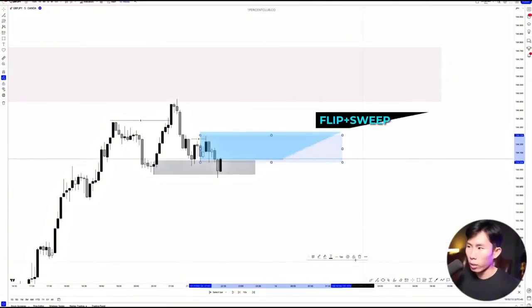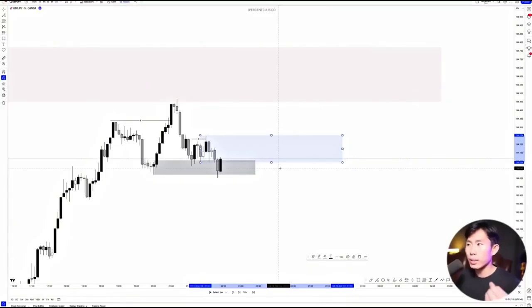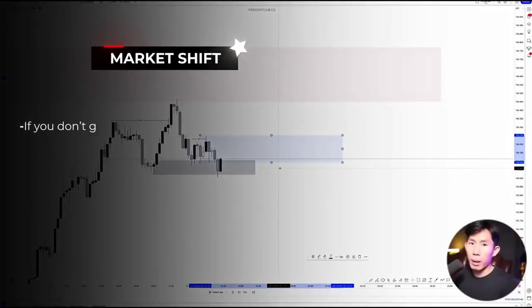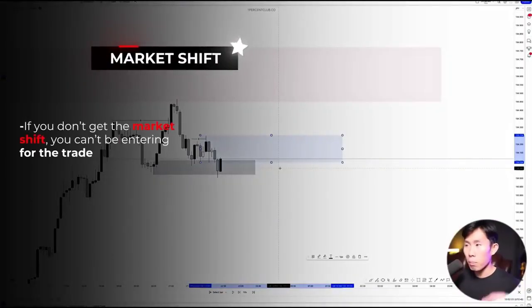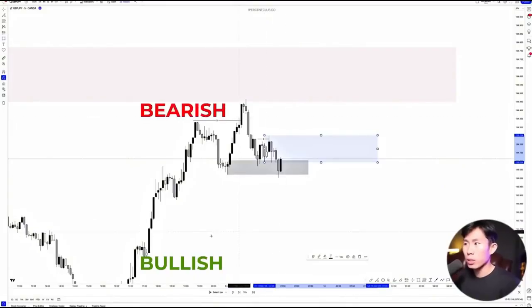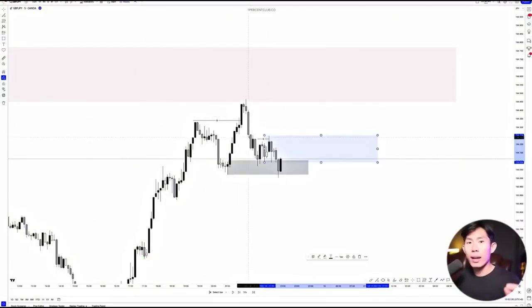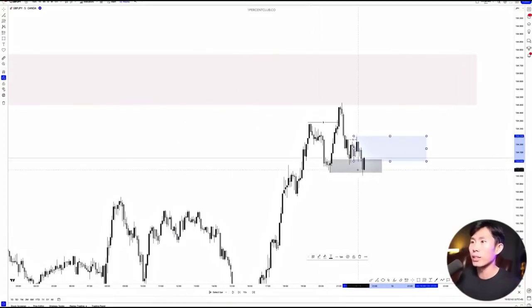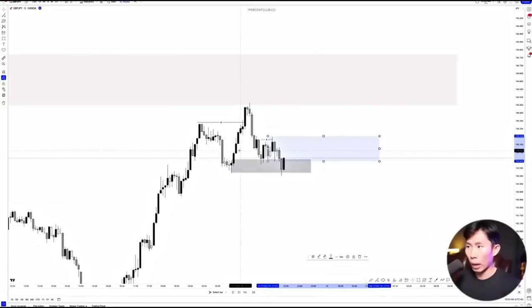And then that is where we are waiting for the next criteria, the market shift, right? Remember, all of this might sound good, but if you don't get the market shift, you cannot be entering for the trade, right? Market shift is essential because it tells you that the internal structure has shifted from bullish to bearish, which tells us that this pullback is over, and right now supply is going to come into the market and cause price to start going down, and the lower time frame trend is going to be aligned with the higher time frame trend. So yeah, that's how important the market shift is. I never ever enter for a trade without some form of market shift.